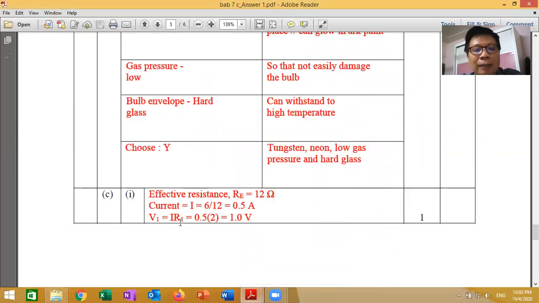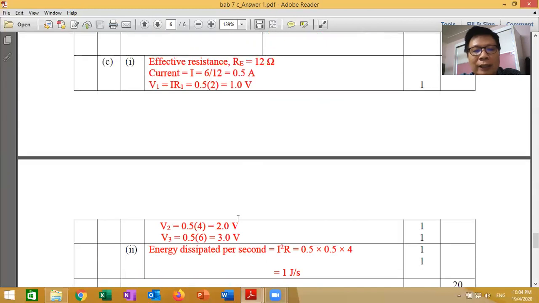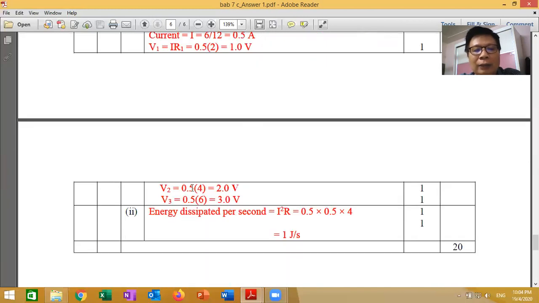Check the answer. Once you know the current, the voltage V equals IR. For the first, I is 0.5, R is 2, so it is 1 volt. For the second, I is 0.5, R is 4, so it is 2 volt, and so on. The last one, energy dissipated: power is I squared R. I is 0.5 squared, resistance is 4, for 1 second, so you get the answer 1 joule per second, 1 joule.